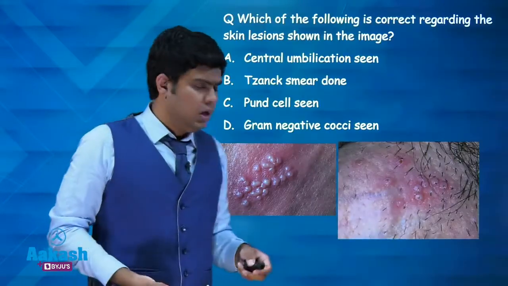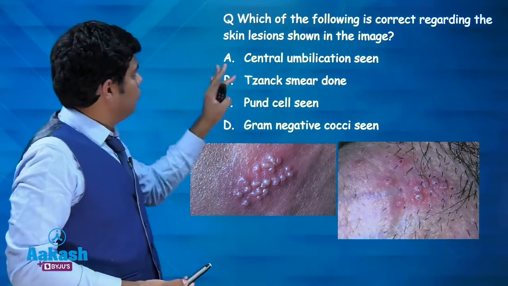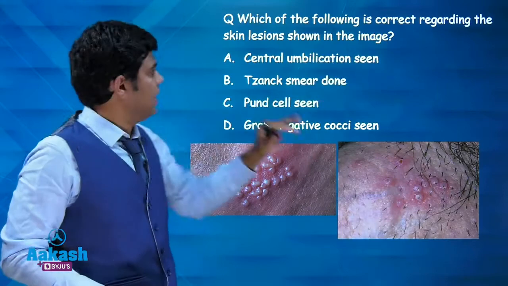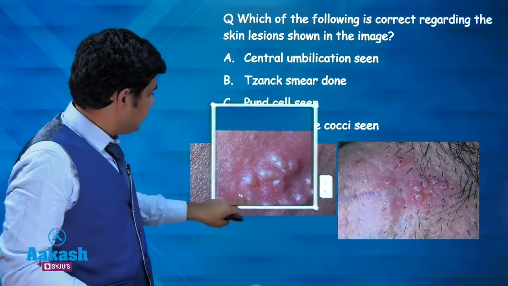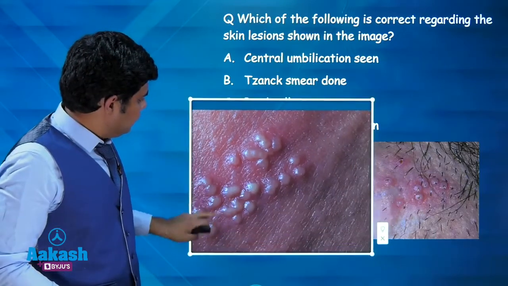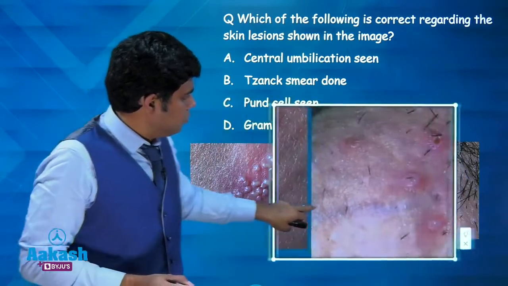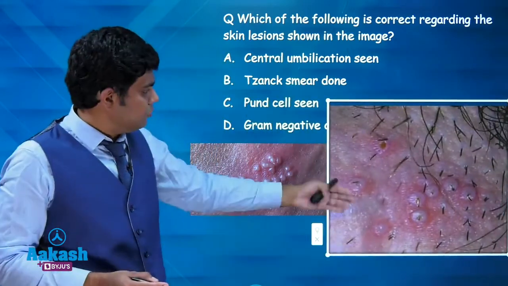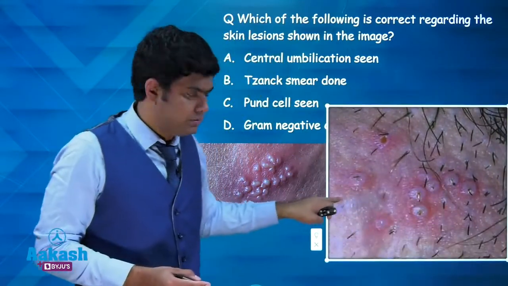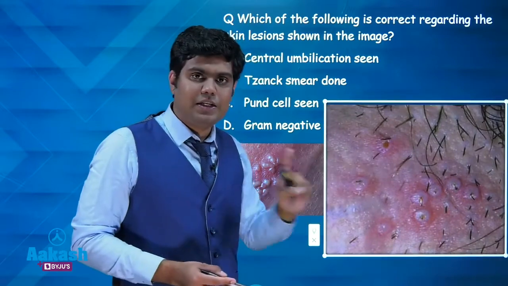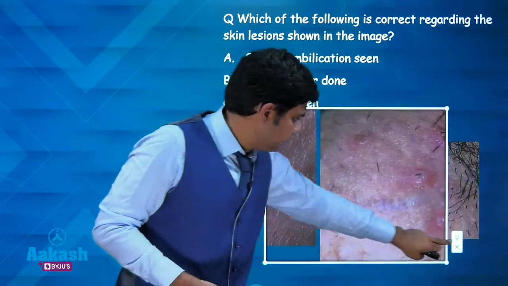Okay. So moving on to the next question, another question related to STD. Which of the following is correct regarding the skin lesion shown in the image? What can you identify from the skin lesion? Can you tell me what it is? So these are grouped vesicles, right. Some students told me that this image was shown, so I have put it here. You can see again multiple grouped vesicles. It is not umbilicated, it is ruptured. Grouped vesicles, they are together, right.